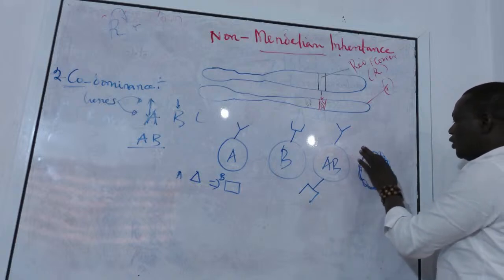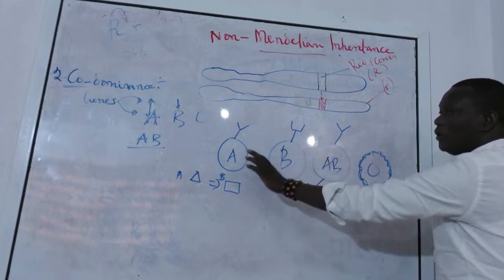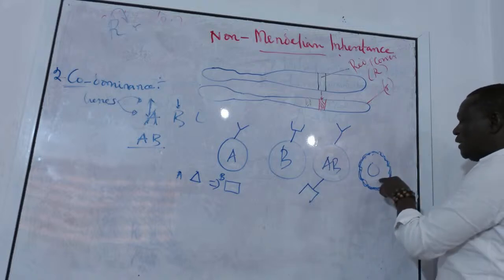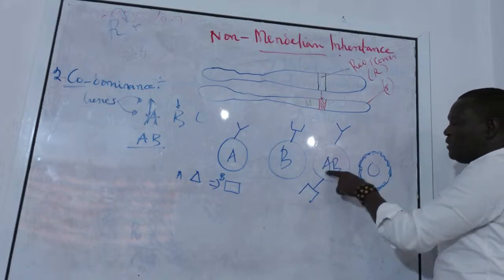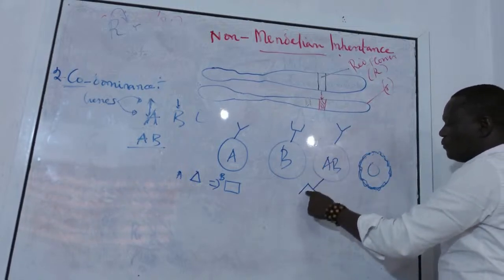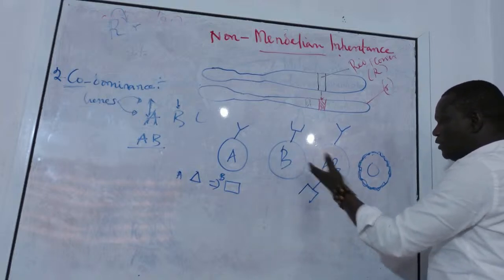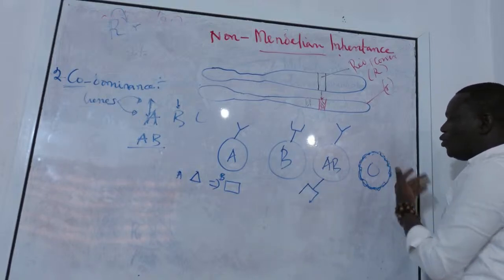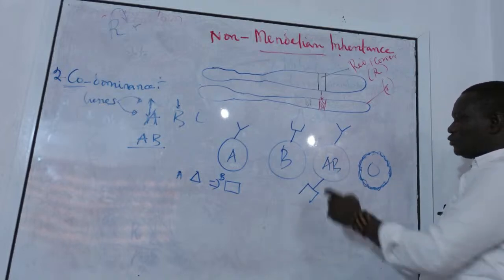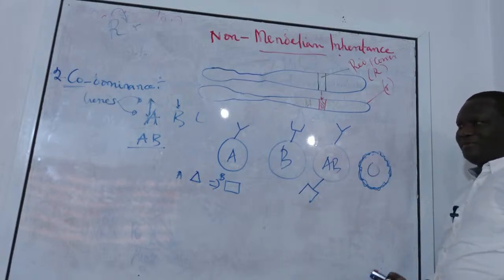And that's why if you give whole blood from this group to any of the groups, they regard it as a universal donor. And AB, which has antigen for A and for B, if you give them A, they will accept. If you give them B, they will accept. If you give them O, they will accept. And if you give them AB, they will also accept. So that's why AB is regarded as a universal recipient.